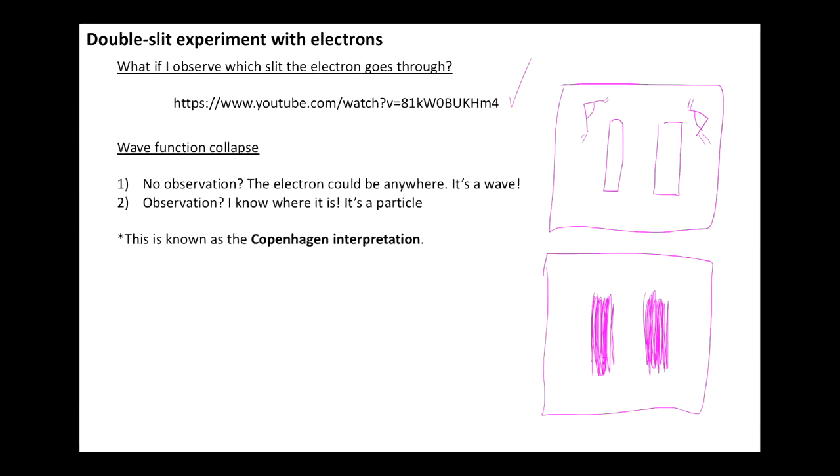So if I take these away and don't make the observation, the electron could be anywhere. In other words, it's a wave. It's like, I'm going to float through both of the slits.